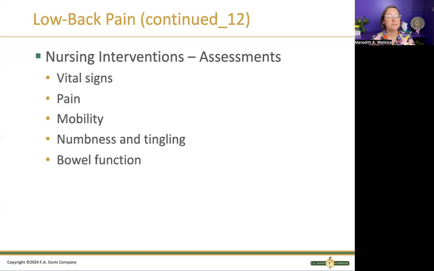Nursing interventions. Remember, with nursing interventions, it's what are we going to assess, what actions are we going to take, and what teaching are we going to do. So for assessments, we always want to take a full set of vitals, assess their pain, assess their mobility, and any limitations they're having with that. Talk about what was happening when this first started. We want to assess for any numbness and tingling to see if there's any nerve impingement. And then we want to assess their bowel function because bowel function can be impacted anytime we're talking about the spinal cord.